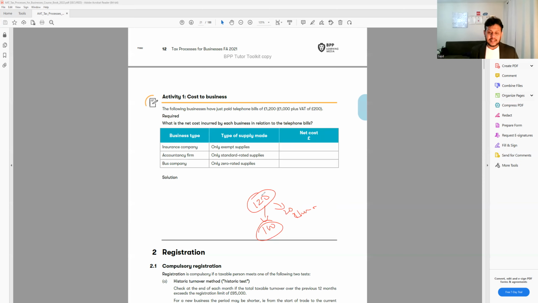So for example, in this case, if I pay 120, 120 is a cost for me because I'm not going to get it back, because I am an exempt supplier. I don't charge VAT and I cannot claim the VAT.